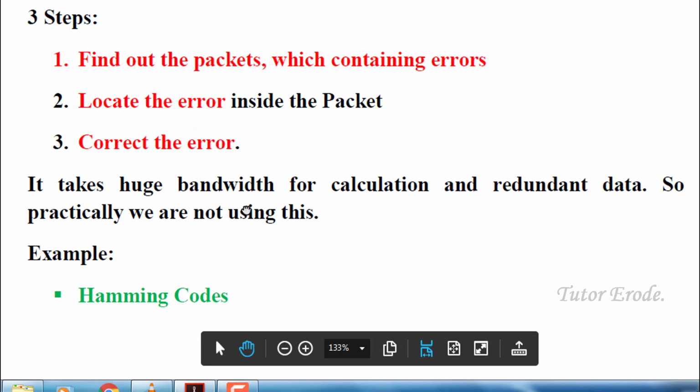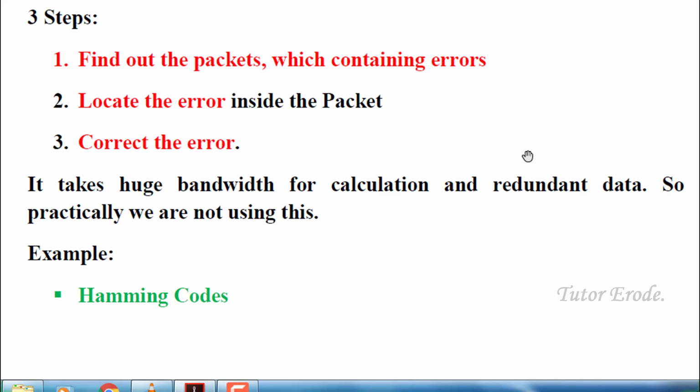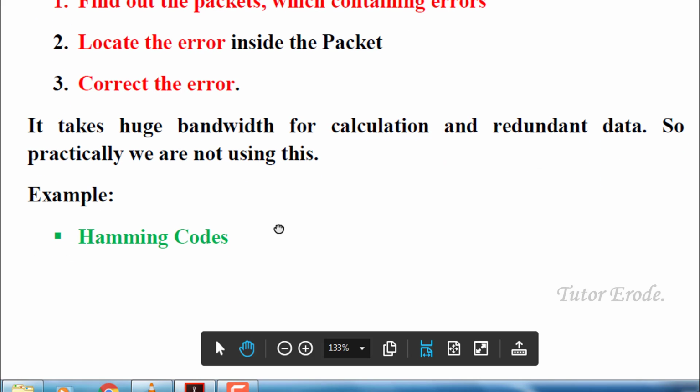In error detection, we just find the packet which contains errors. It can't locate and correct the errors. In this method we can locate the error and correct the error. But it takes huge bandwidth for calculation and redundant data. So practically we are not using this method. An example of error correction is Hamming codes.